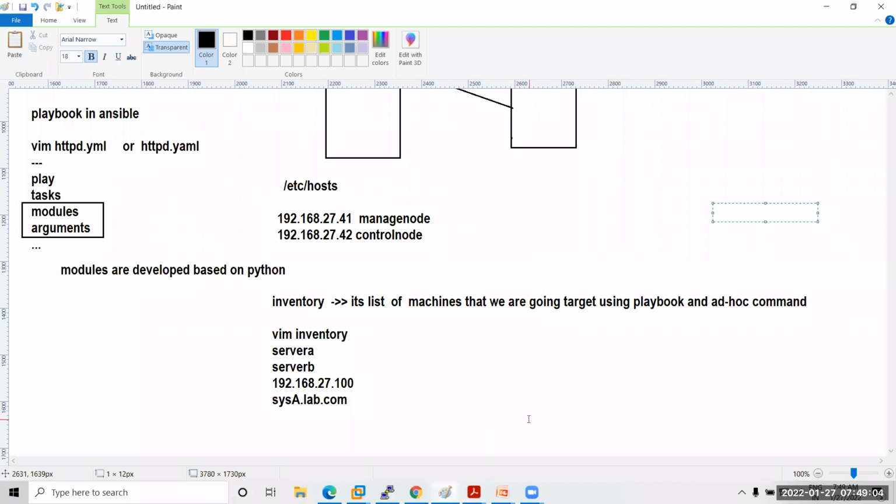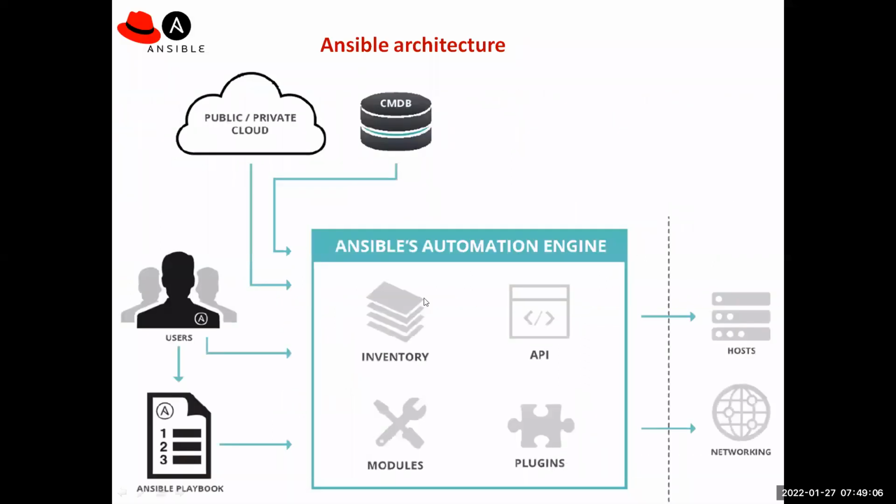Okay, so now everything is fine. You have understood what is inventory, what is module, what is playbook, and we are going to see what are APIs. Okay.